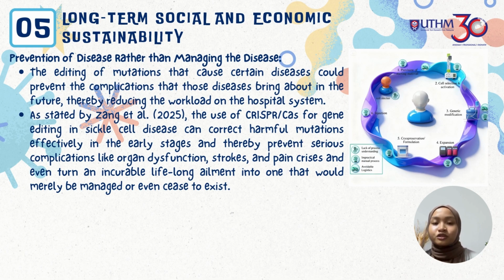Finally, CRISPR contributes to long-term social and economic sustainability by preventing disease rather than managing symptoms. By correcting disease-causing mutations earlier, CRISPR can reduce severe complications, long-term hospital workload, and healthcare costs. For example, CRISPR-Cas gene editing in sickle cell disease has been shown to effectively correct harmful mutations, potentially preventing complications such as organ damage, stroke, and recurrent pain crises.